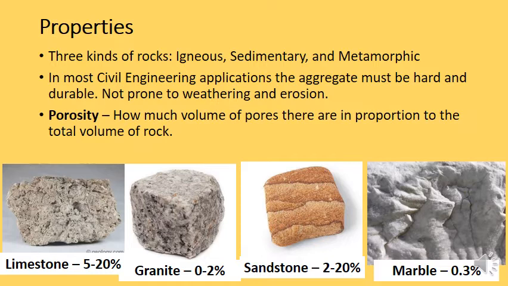Now, if you have a rock with very high porosity, that means it will be prone to weathering and eroding. That means that this limestone rock on the left, if it has a porosity of say 20%, and is left out in the rain and then it dries and then it rains again and it dries, gradually that's going to break down and turn into dust. You do not want that.